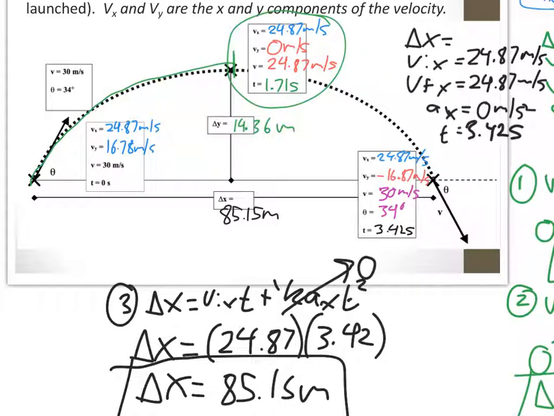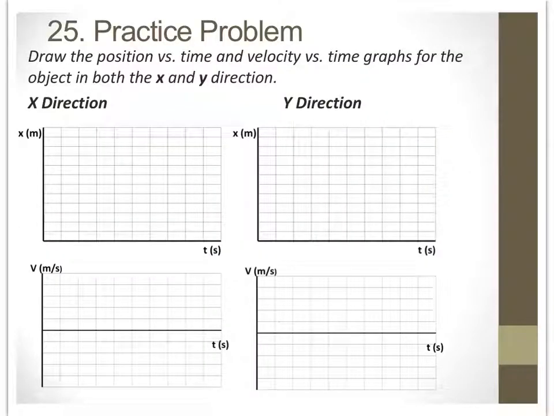The only thing that changed here is our y velocity flipped from being up to being down. So our hypotenuse, that magnitude, stays the same, but our angle is now 34 degrees below instead of 34 degrees above the horizontal. All right, moving on to our graphs here.